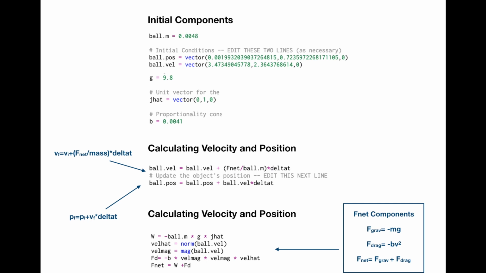To update the velocity, we utilize a derivation of Newton's second law. That is, the final velocity is equal to the initial velocity plus the net force over the mass times the change in time. To update the position, we utilize the previously calculated velocity: the final position is going to be equal to the initial position plus that last velocity that we calculated times the change in time. Finally, we determine the net force using our knowledge that the net force is equal to the force of gravity plus the force of drag, which we previously elaborated. The values of these equations are shown in the bottom right-hand corner of the slide.